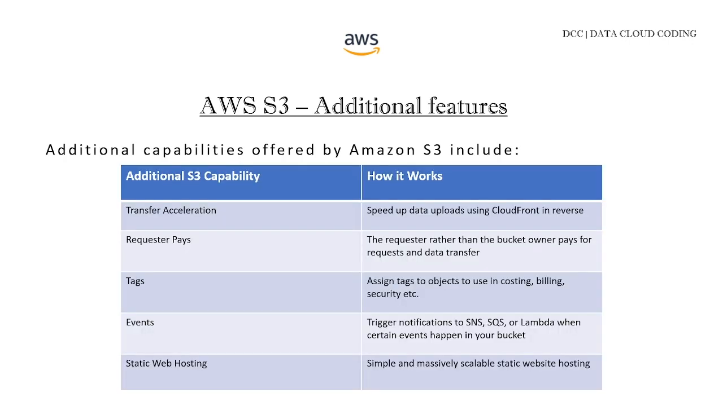Okay, so the last theory point, we will be seeing what are AWS S3 additional features. S3 is quite an interesting storage option, which also provides us many additional features. Let's have a look at all of them. S3 provides us with the transfer acceleration feature, which speeds up data uploads using CloudFront in reverse. So if you have a requirement where you want to upload data quickly, in that case, you can go for the transfer acceleration service. We also get the option to choose whether the requester pays for the bucket, for the storage of the bucket, for the retrieval of data from the bucket.